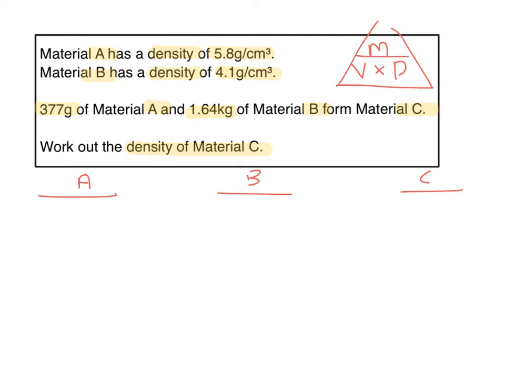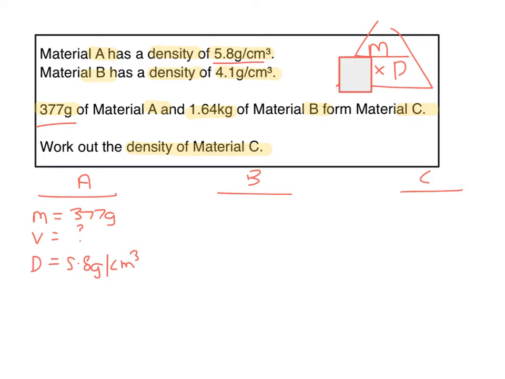So for the first one, let's look at what we've got. My mass of the first one is 377 grams. My volume, I don't know. My density is 5.8 grams per centimetre cubed. So let's figure out the volume by covering up the volume in the triangle.